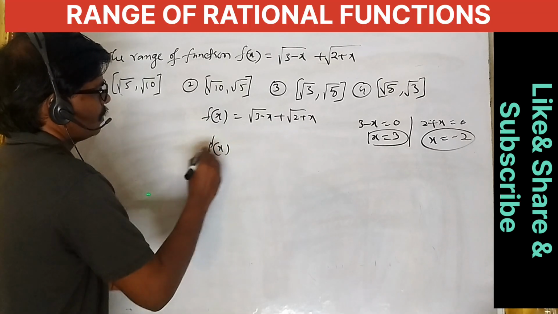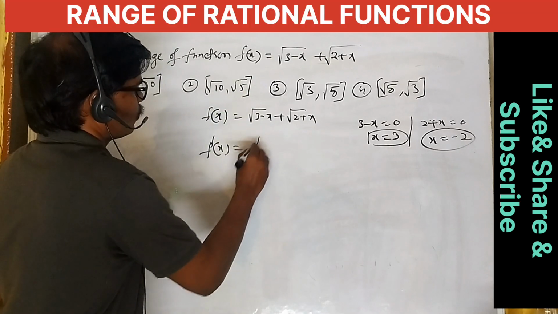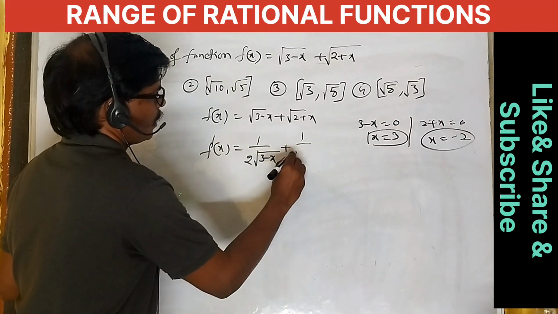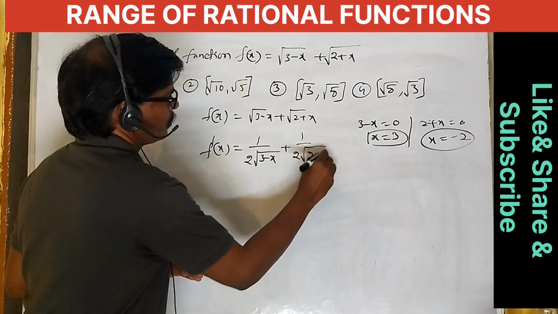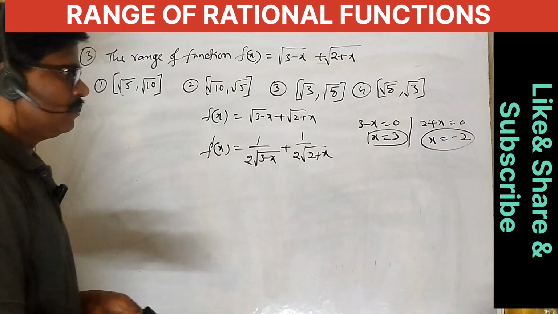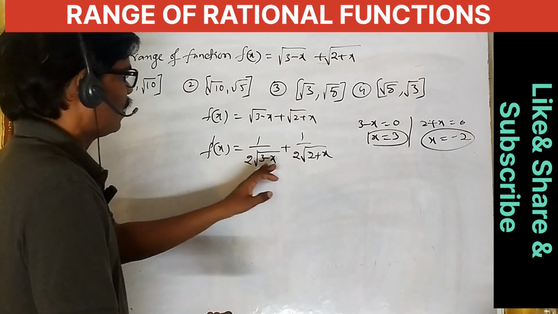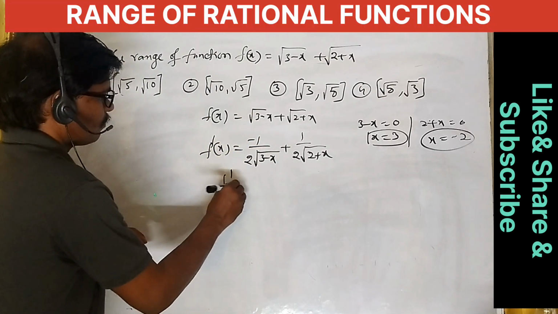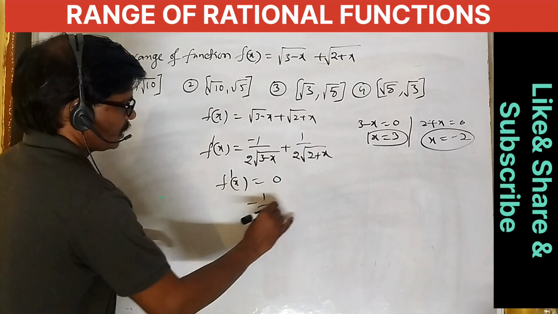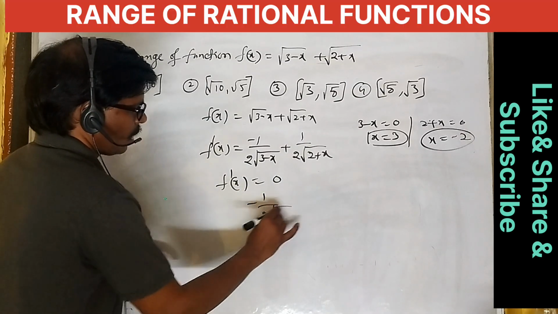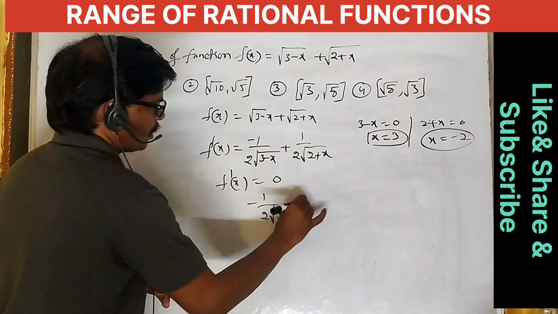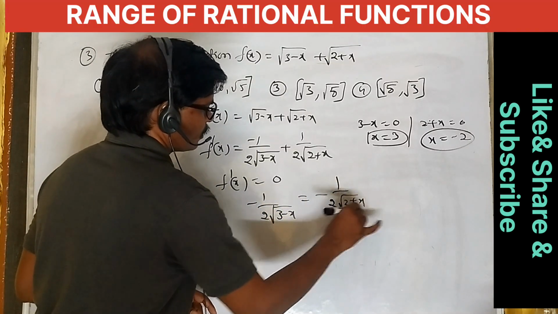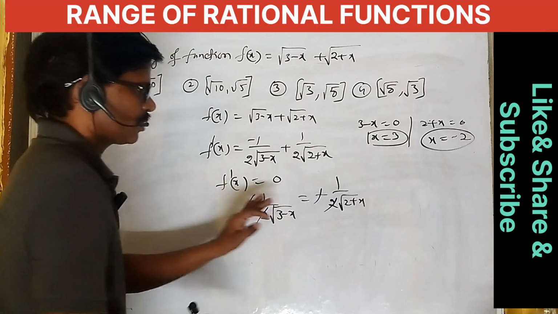f dash of x is equal to 1 by 2 root x, 1 by 2 root of 3 minus x plus 1 by 2 root of 2 plus x. This is minus x, the derivative is equal to minus 1. Okay, f dash of x is equal to 0. Right, minus 1 by 2 root of 3 minus x equals minus 1 by 2 root of 2 plus x. The 2s cancel, and both minus signs cancel.